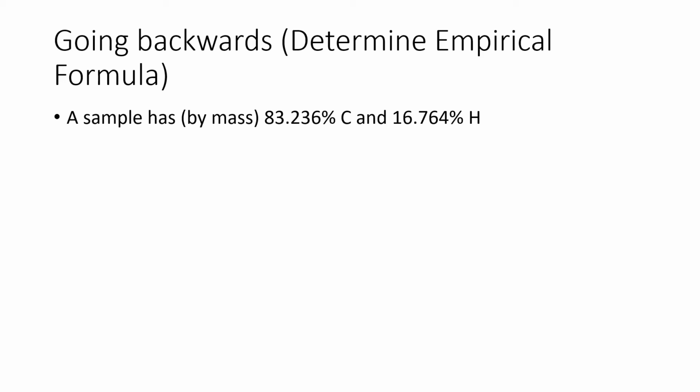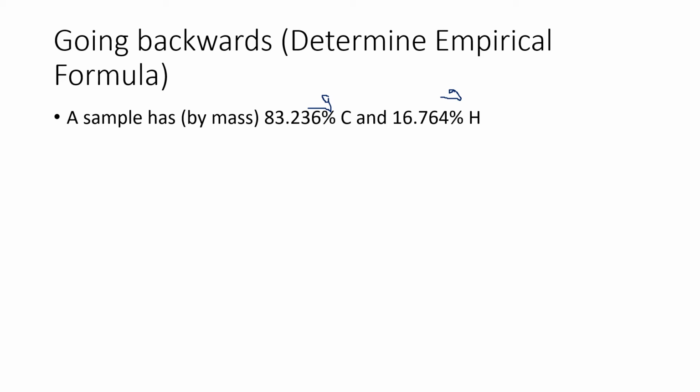And for a 100 gram sample, we can just turn each of these percentages into grams because 16.764% times 100 grams is 16.764 grams. Okay, so that's the first trick. So I'm turning my percentages into grams by considering a 100-gram sample.